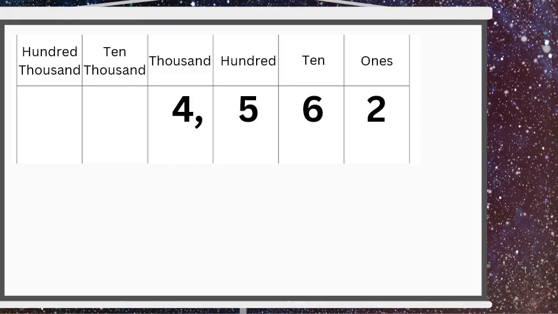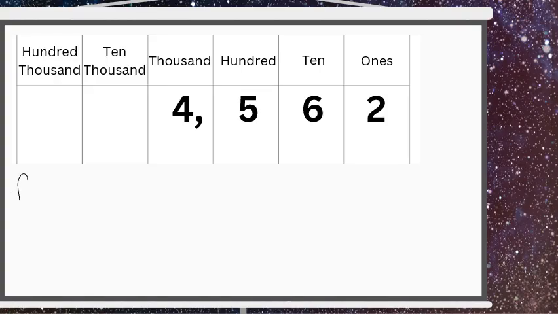Now I have given you a number in standard form, and I want you to write it in word form. So remember, we're writing the words like we hear them when we read the number. So let's read the number together. This number reads 4,562.